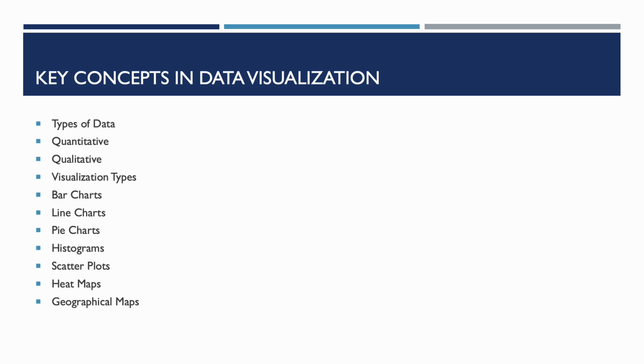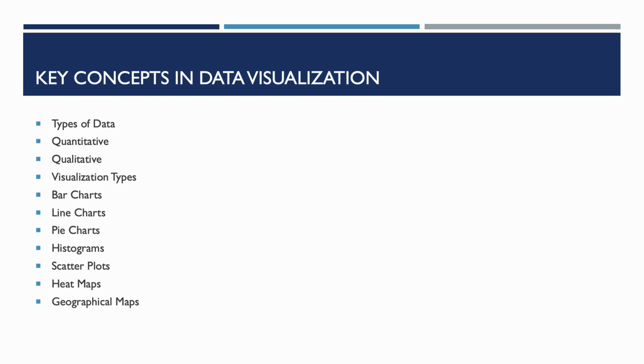So next is visualization types. So once you have a grasp of the data types, the next step is selecting the appropriate visualization method. So these are some of the visualization methods. First one is bar charts, which are useful for comparing quantities across categories. Line charts, ideal for showing trends over time.